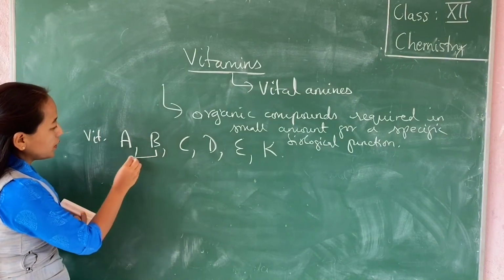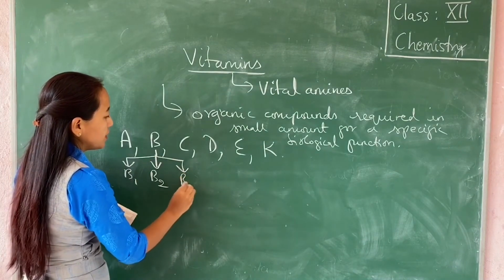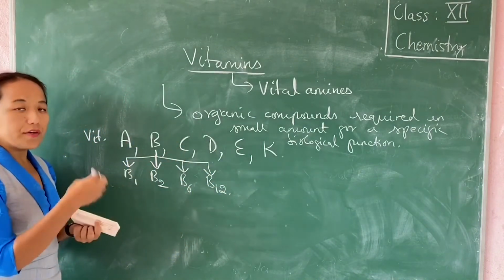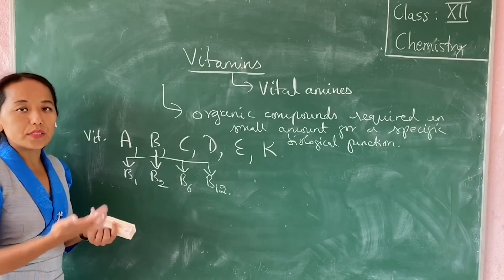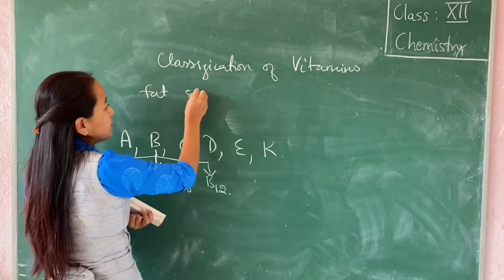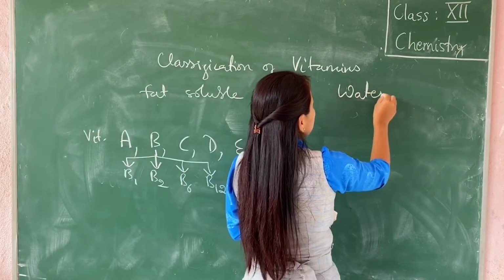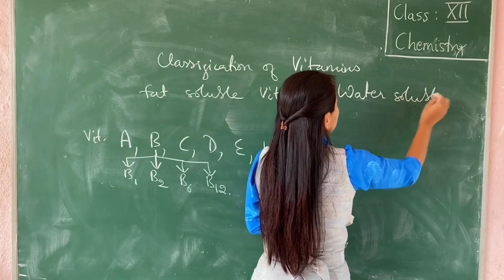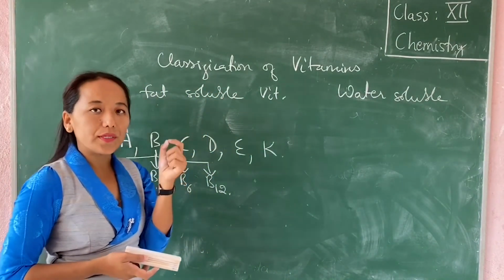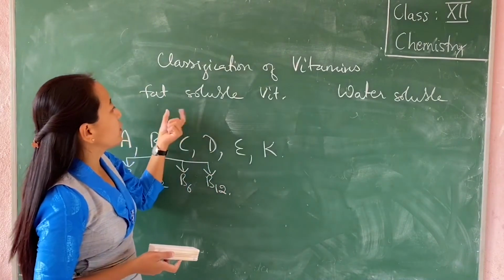So we are going to study about vitamin B1, B2, B6, and B12 under vitamin B. So these vitamins can further be classified into two types, fat-soluble vitamins and water-soluble vitamins. From the name itself, it is clear that fat-soluble are the ones which are soluble in fats and oils, and the water-soluble are the ones which are soluble in water but insoluble in fats and oils.